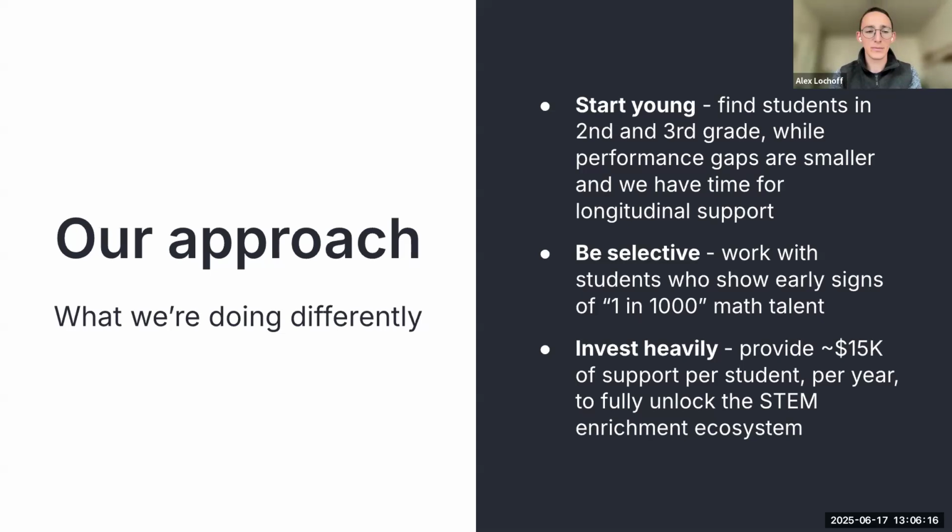Now, the reason we are so selective and the reason we make these painful decisions is it allows us to accomplish the third bullet point on your screen. We invest heavily. So if your child is one of the 2025 National Math Stars, they will get access to $15,000 or more each year to help unlock all parts of the STEM enrichment ecosystem. As an organization, we are committed to taking big bets on some of the most extraordinary students from across the country. We're not just trying to do a little bit here, a little bit there. We want to take these big bets on extraordinary kids.